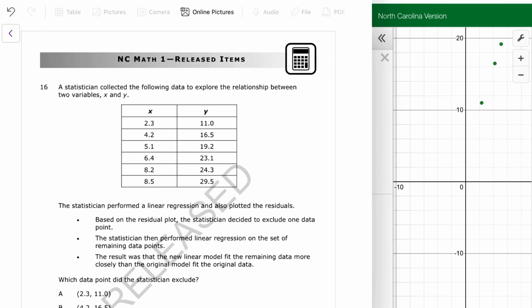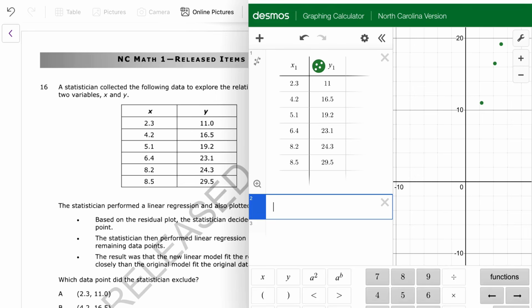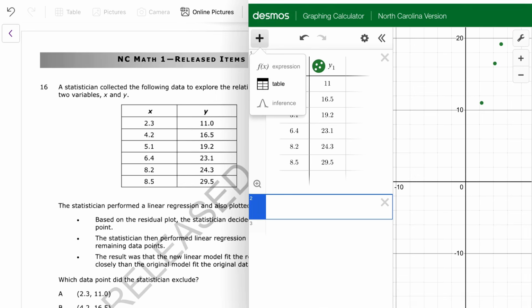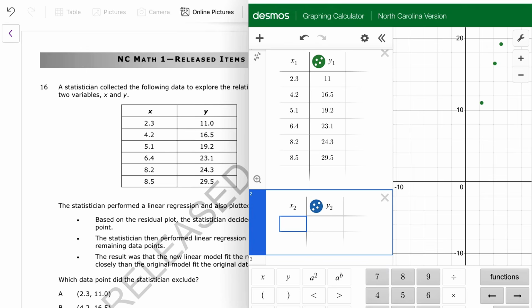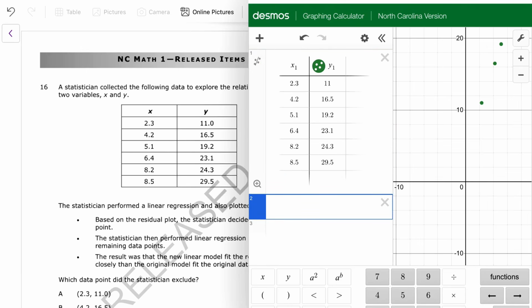When I see a table of data, I'm going to start by going down here. If you hit the plus sign button and hit table, you can enter the data. I went ahead and did that just to save time in this video, so you can see here that the tables match. Always make sure your tables match, because if you put the wrong numbers in a table, you'll get the wrong answer.